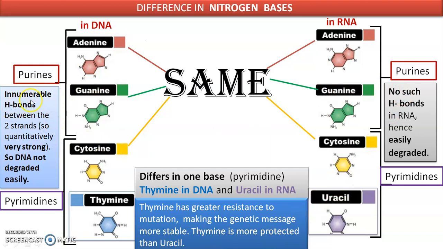Other features, if you see about the stability of DNA being double-stranded and having complementary bases, between the two strands there are hydrogen bonds linking the bases. Adenine and thymine, we learned, have 2 hydrogen bonds, and guanine and cytosine 3. Individually, a hydrogen bond is a weak bond. But when all together in the complete length of DNA, quantitatively it is a very strong bonding. So DNA is not degraded easily.